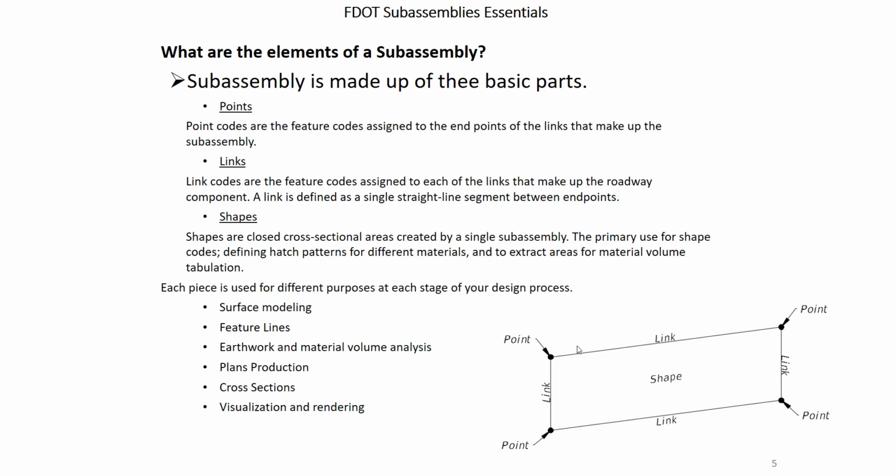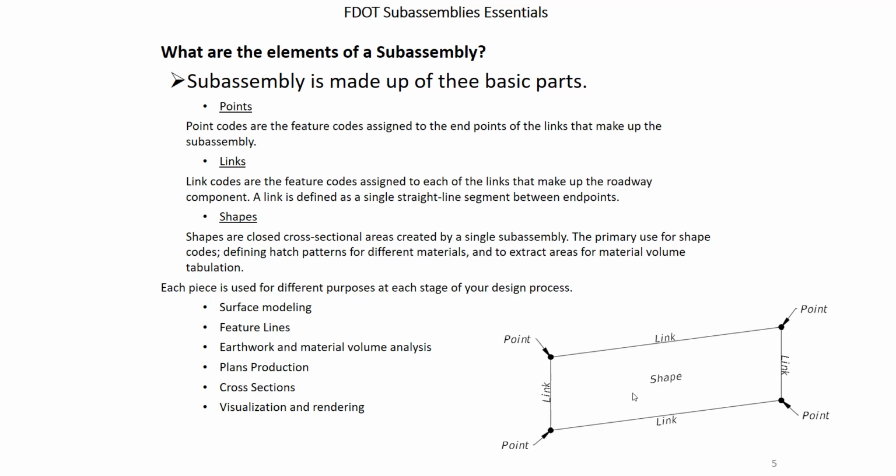Besides point codes, you have links. So between each point code, you have a link. Basically, a link is defined as a straight single line segment between the endpoints, and these links can have codes to them. The codes can be something like top or pave or sidewalk, things like that.